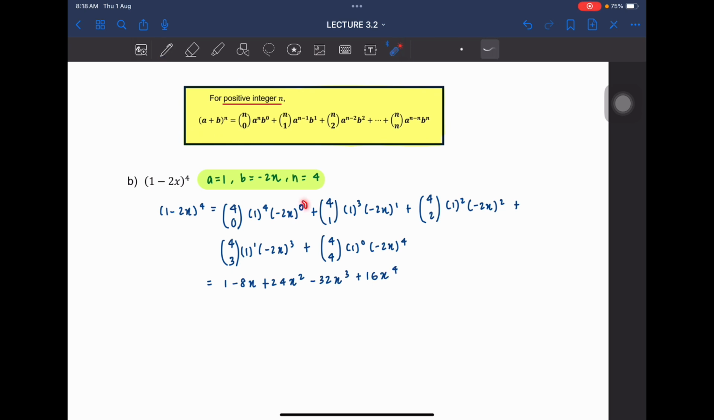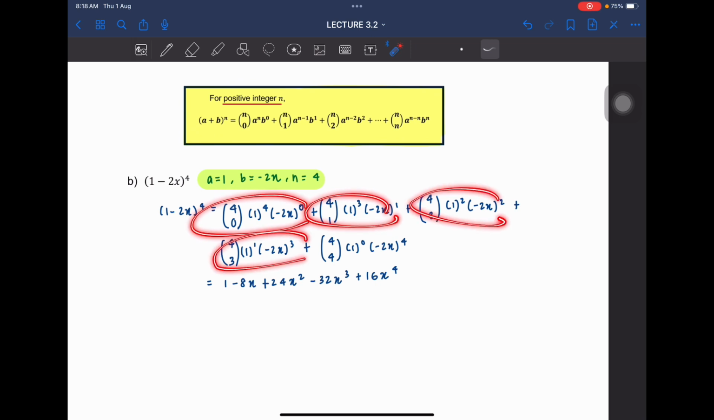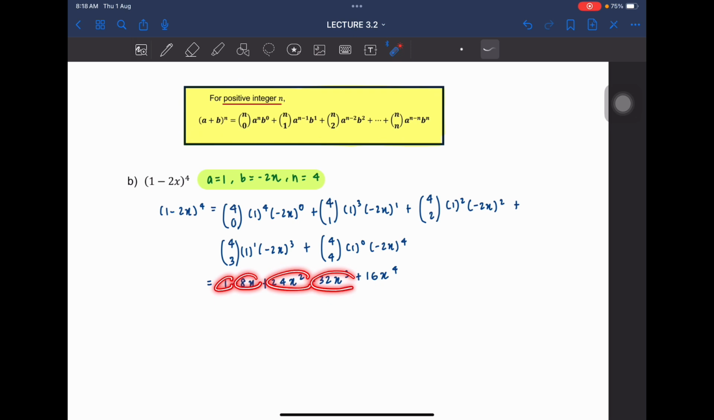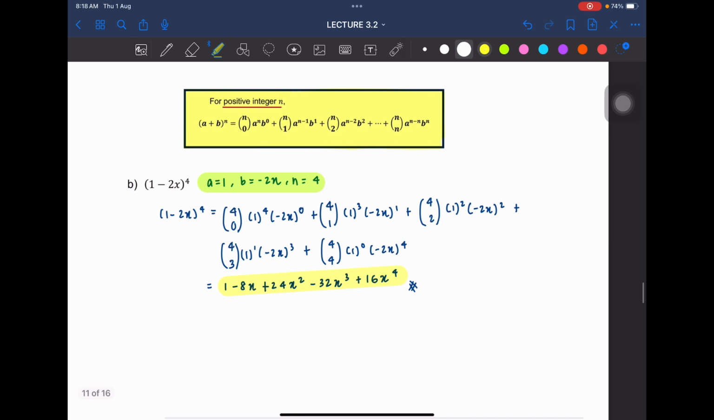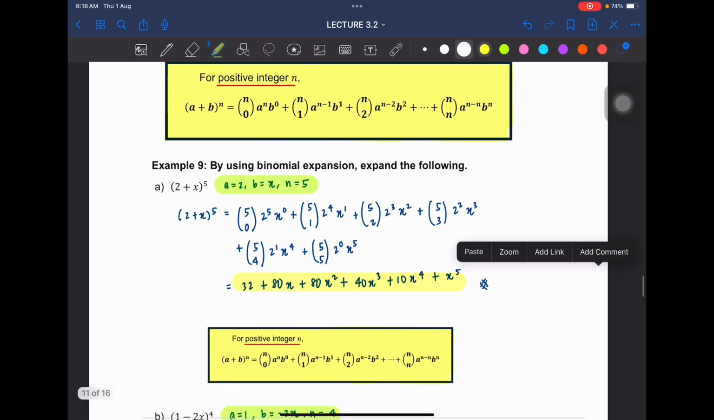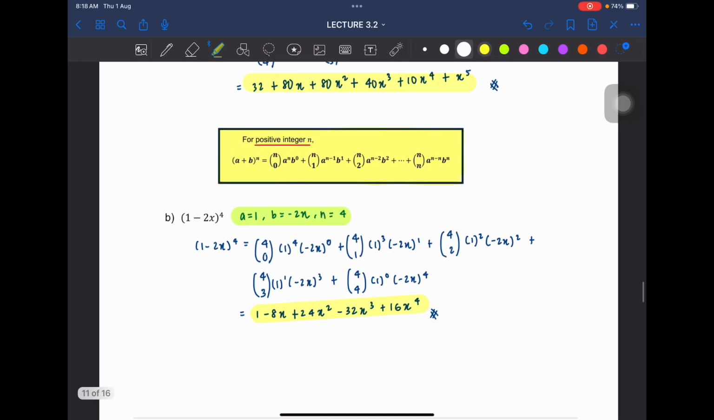Okay, so let's just check. So we have 1, 2, 3, 4, 5 terms, and the final answer has 1, 2, 3, 4, 5 terms. Okay, so correct. So this is your final answer. Alright, so that's how you use the binomial theorem to expand your expression.